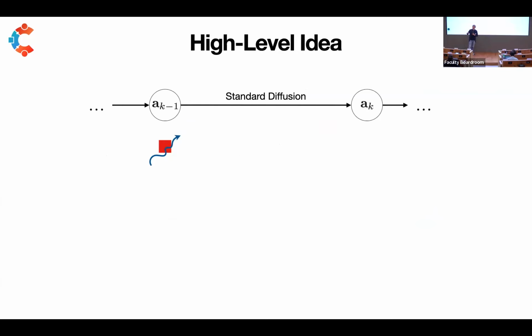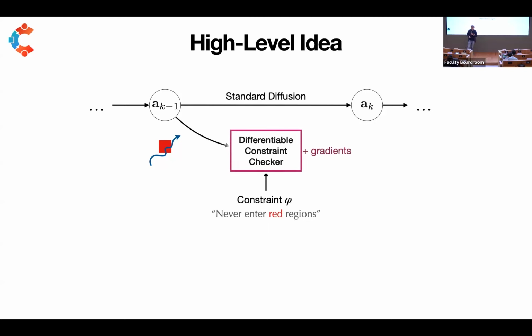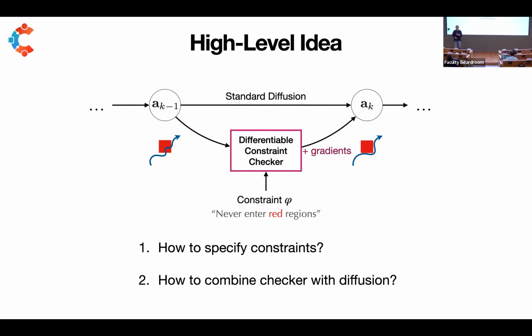So what's the high-level idea behind LTLDog? It's very simple. In each of these diffusion steps, you try to clean up this trajectory, and what we want to do is incorporate some guidance from the constraint. If my constraint is never enter the red regions, then I have this differentiable constraint checker, which provides me gradients that I can then use to modify my action as I go along. That's a very simple idea of what we are doing. Two questions emerge: first, how do you specify these constraints? And second, how do you combine this checker with diffusion?